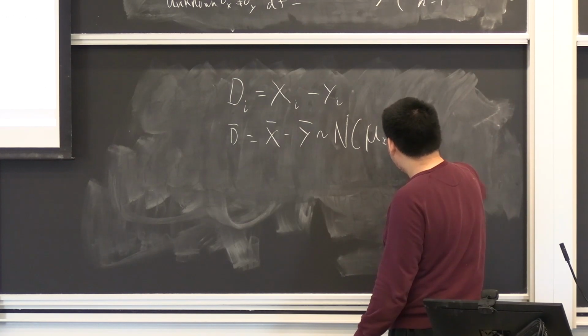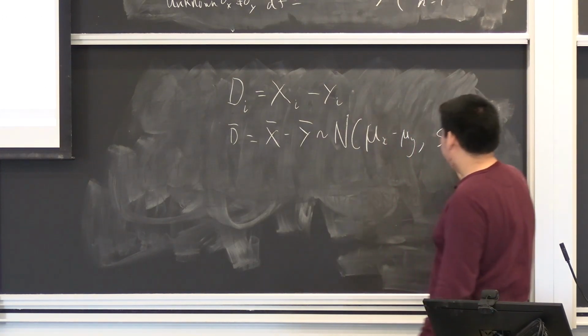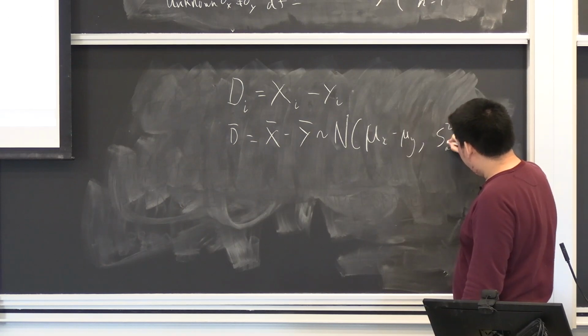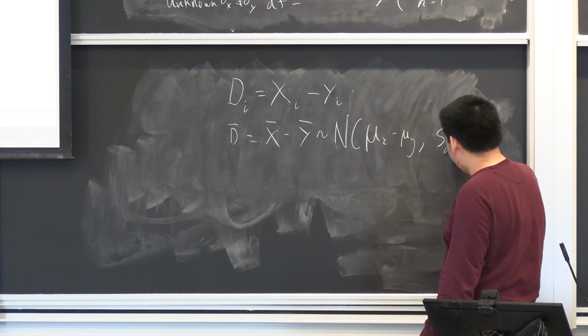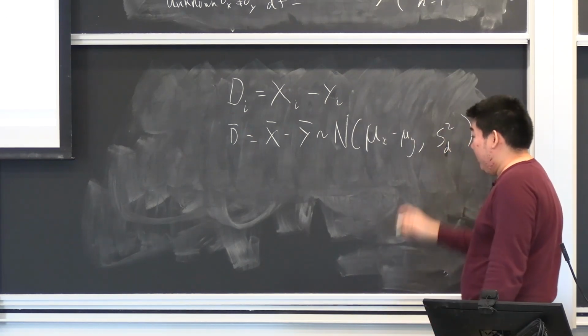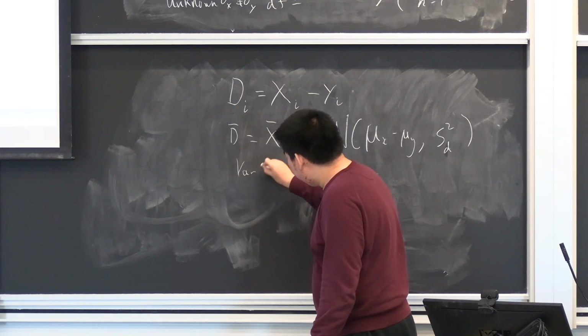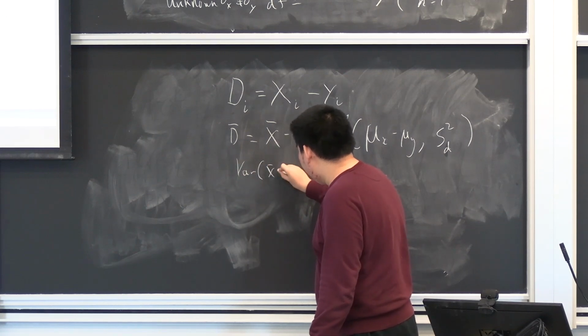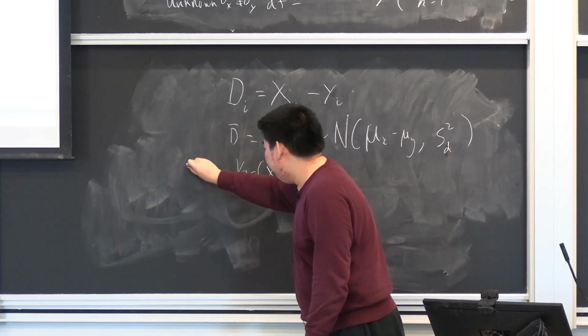Mean of x, mean of y. But what is our standard deviation? Our standard deviation is no longer clear, or sorry, not standard, variance. Because if I were to say, what is the variance of x bar minus y bar? I'll say this is the variance of d bar.